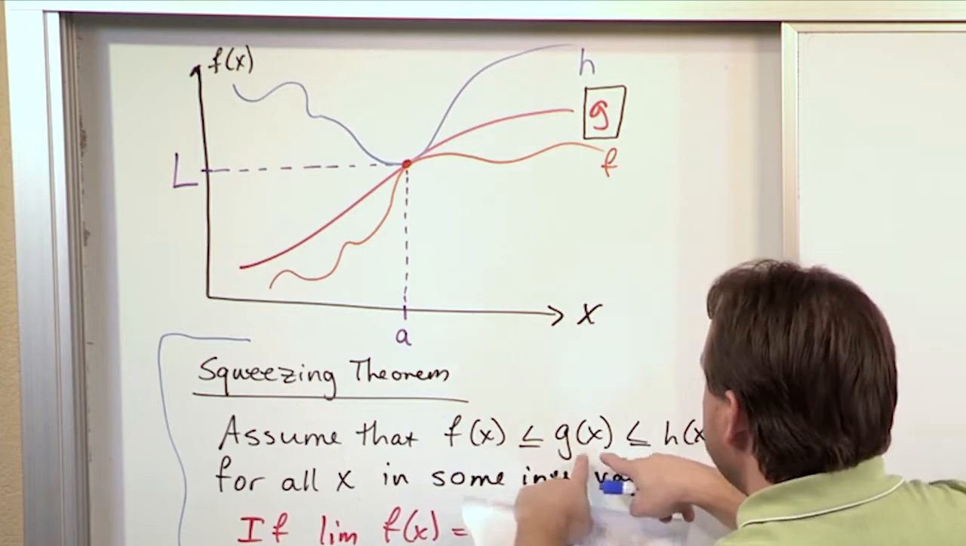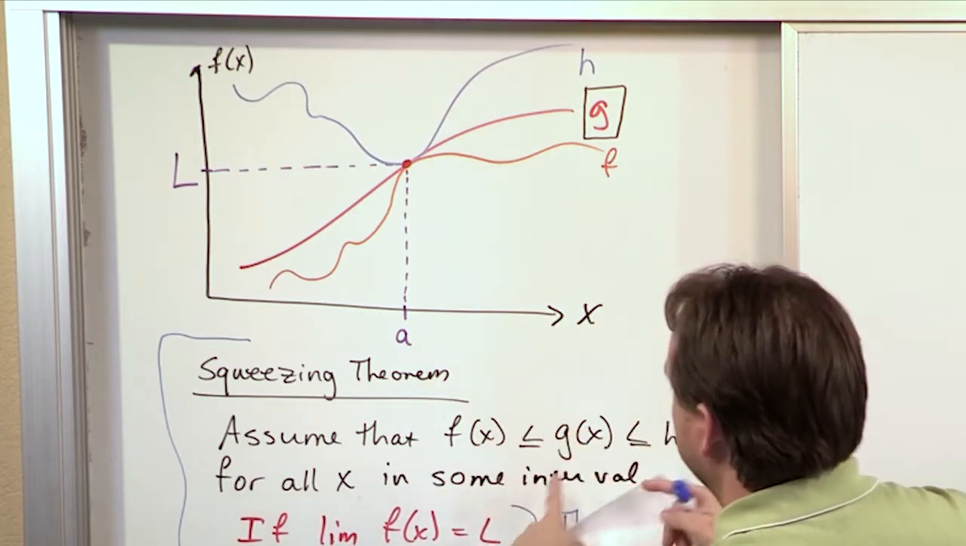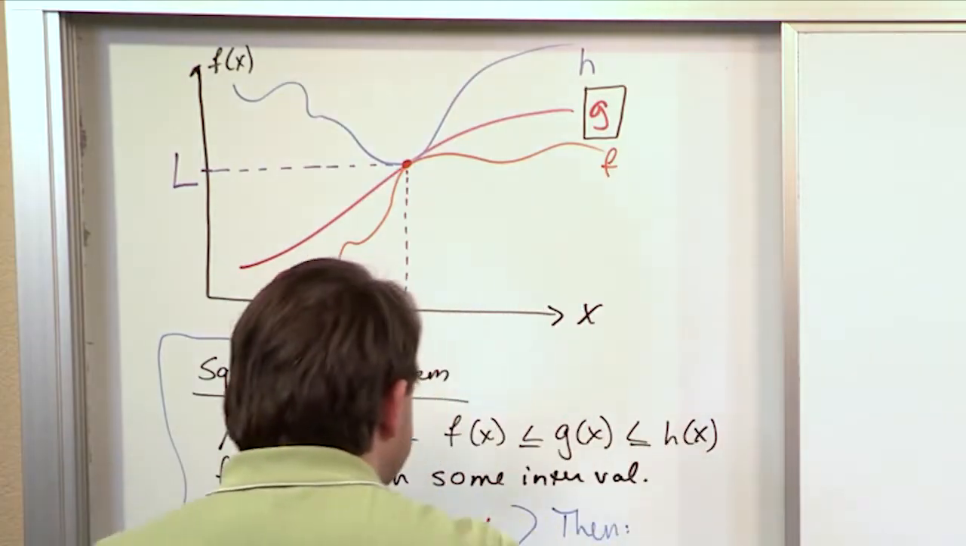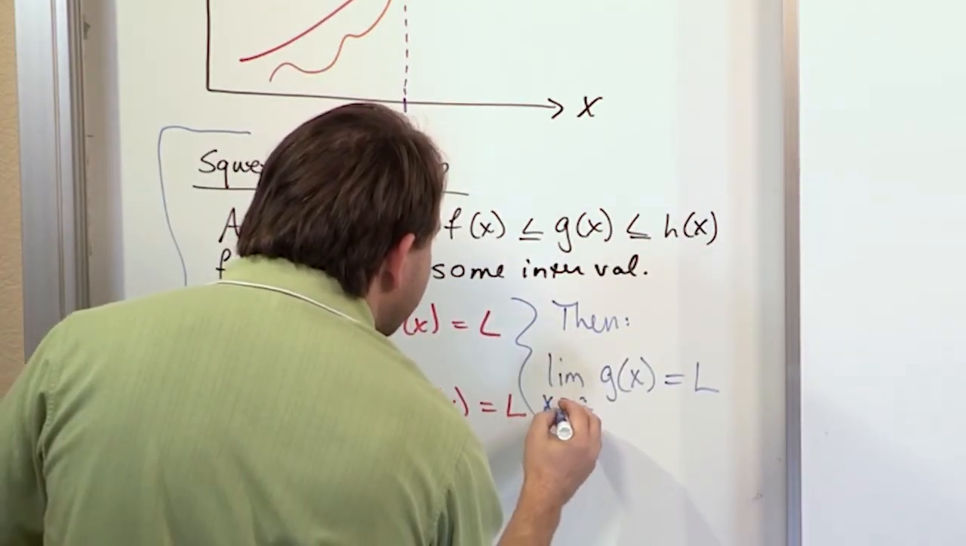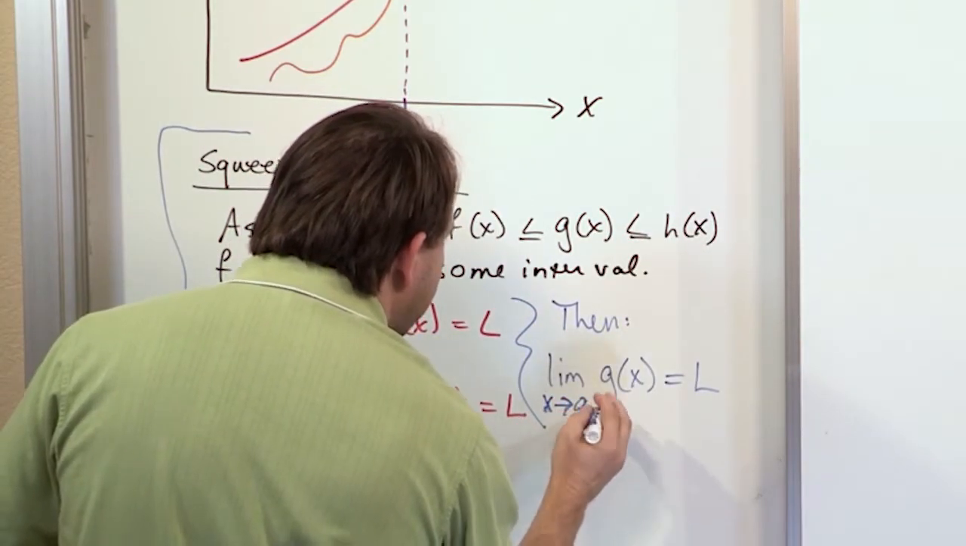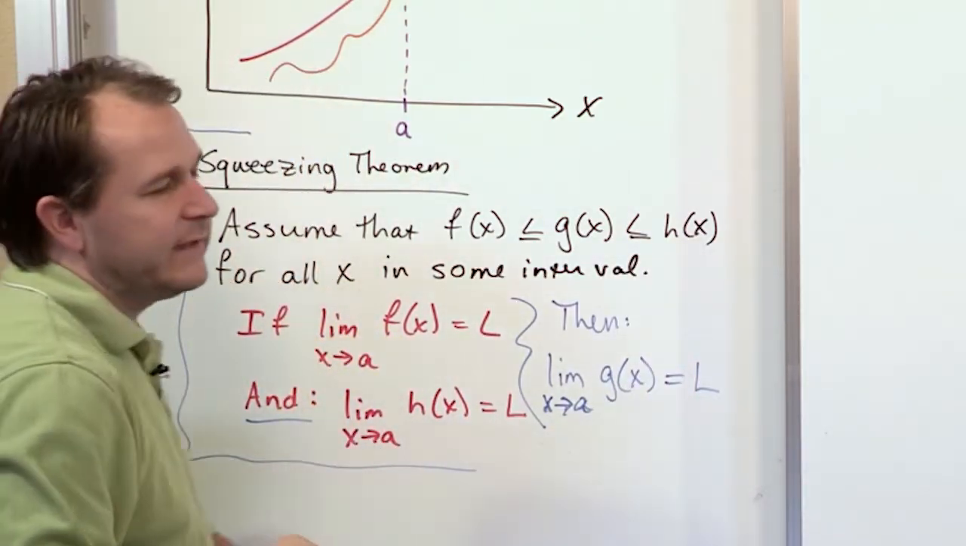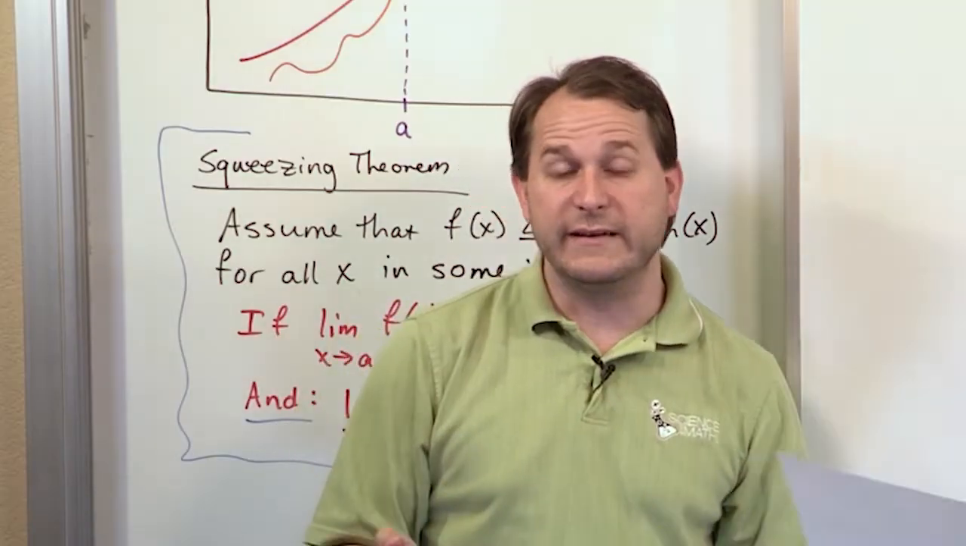That's why these functions have to come together. And because this function is always between the two functions, if they come together at a point, the limit L, then it basically implies that the limit of the function that I care about, g of x, as x approaches a, also must be equal to L. And that's basically the punchline. That's why it's called the squeezing theorem.